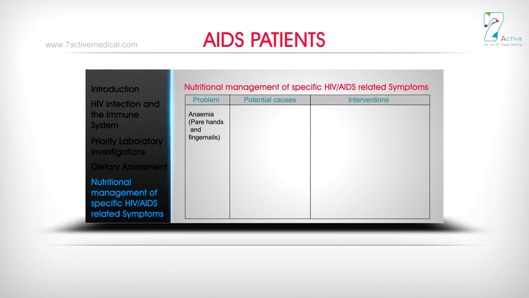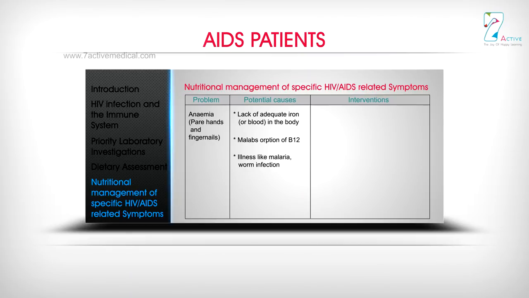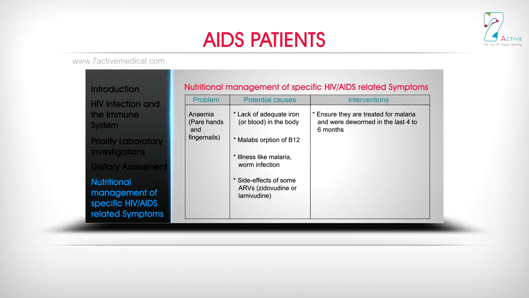Anemia: pale hands and fingernails. Lack of adequate iron or blood in the body. Malabsorption of B12. Illness like malaria, worm infestation. Side effects of some ARVs, zidovudine or lamivudine. Ensure they are treated for malaria and were dewormed in the last 4 to 6 months. If taking zidovudine or lamivudine, you should recommend hemoglobin assessment at least once a year.